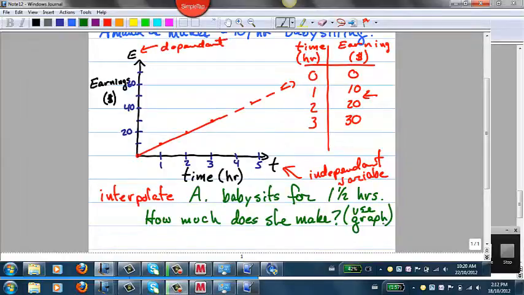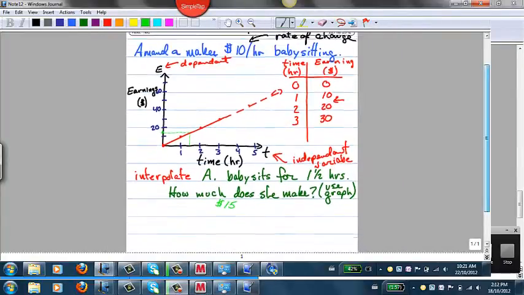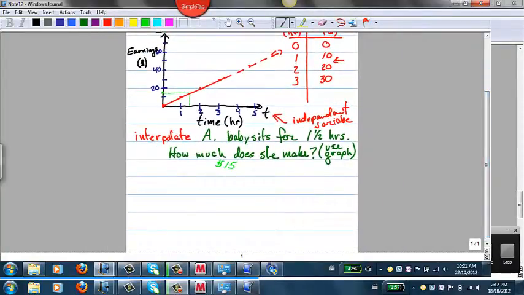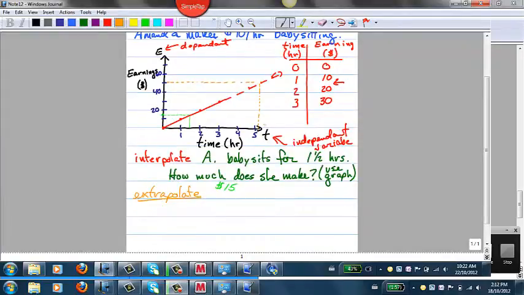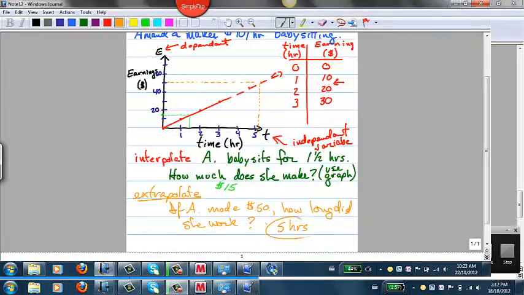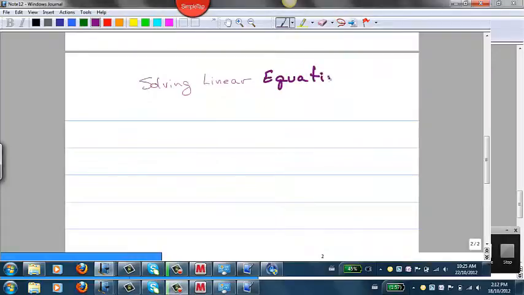If you're asked to find how much Amanda makes if she babysits for an hour and a half, that's between the data points that you know. That's called interpolating. If you go to 1.5 hours and go up, that little green line there, you'll see that she makes $15. You could be asked to extrapolate instead and find out how long Amanda worked if she made $50. You'd start at $50 on the earnings axis, over to the red line and down, and you'd see that she must have worked for about 5 hours. Back that up if you need to see it again.